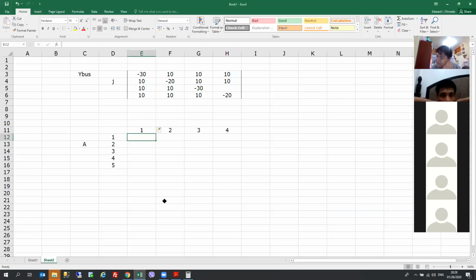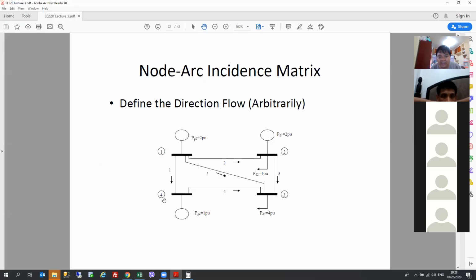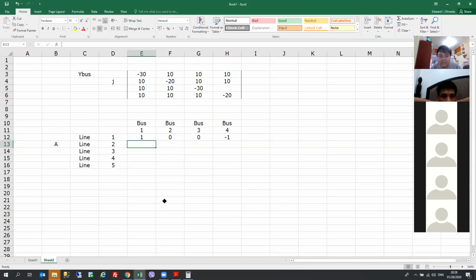So when you do that, sabi from, di ba? So from, this is your bus, di ba? Okay? And this is your line. Sabi sa line 1, from bus 1, so +1, towards bus 4, -1 dito. And then you just put zeros dun sa hindi naman relevant na bus. Kasi hindi naman relevant sa line 1 si bus 2 and 3. You do that again for line 2, from bus 1 to bus 2. So from bus 1 to bus 2, then put zeros here.